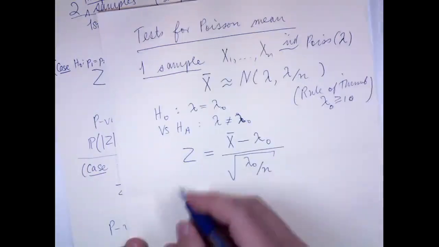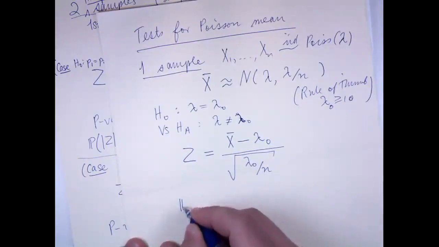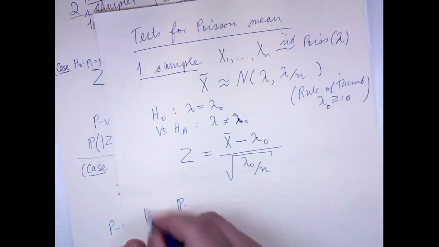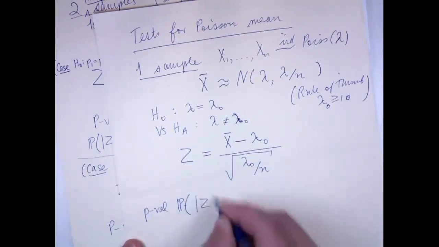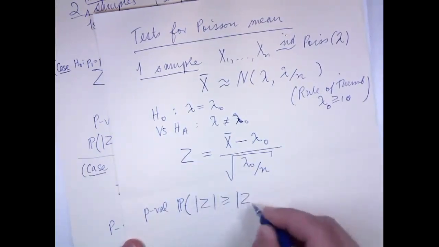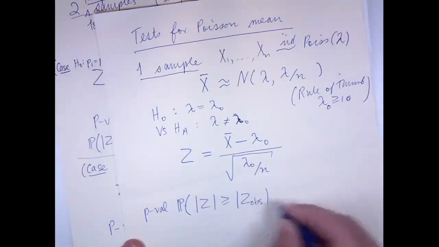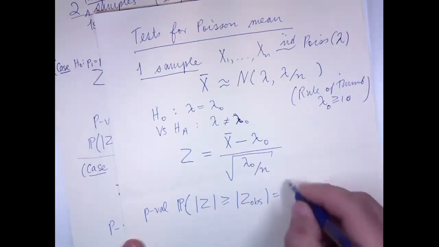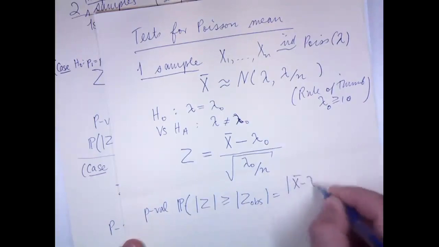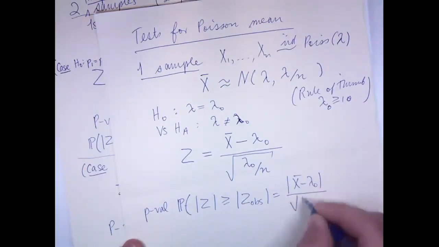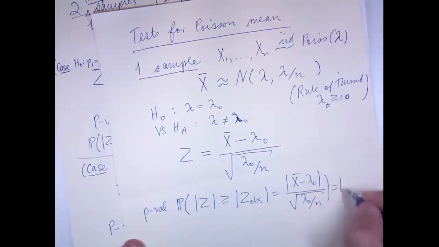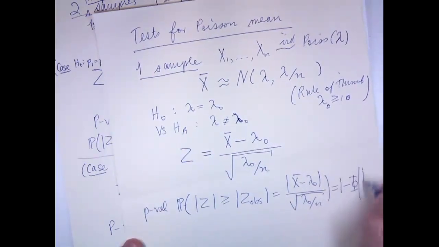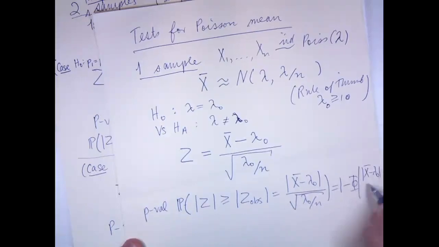Okay, so the p-value would, as always, be the probability that absolute Z is greater than or equal to absolute Z observed, which is the absolute value of x bar minus lambda 0 divided by square root of lambda 0 divided by n. And of course concretely, 1 minus phi of that value. Phi is the thing that is tabulated on the exam.